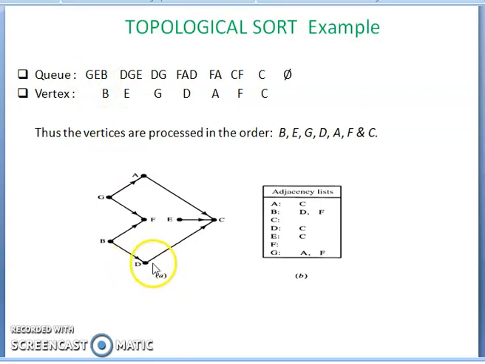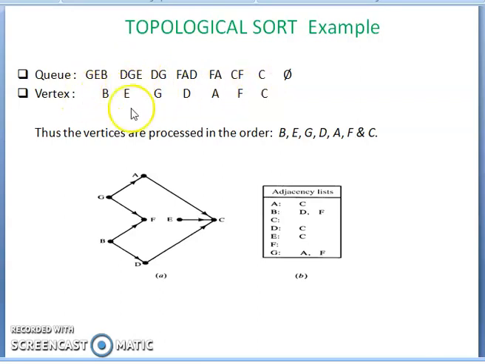This is the in-degree 0 vertex, so you insert D into the Q. Now the Q contains D; G is already there, and B has been removed, so only two vertices remain: G and the newly added D, which has in-degree 0. Now again you remove the vertex E from the Q.